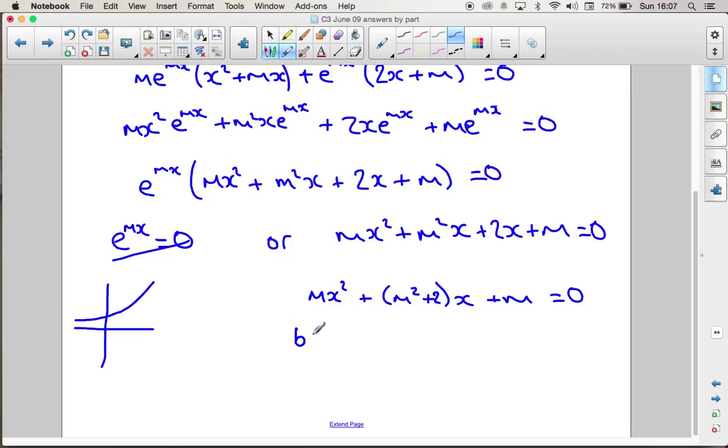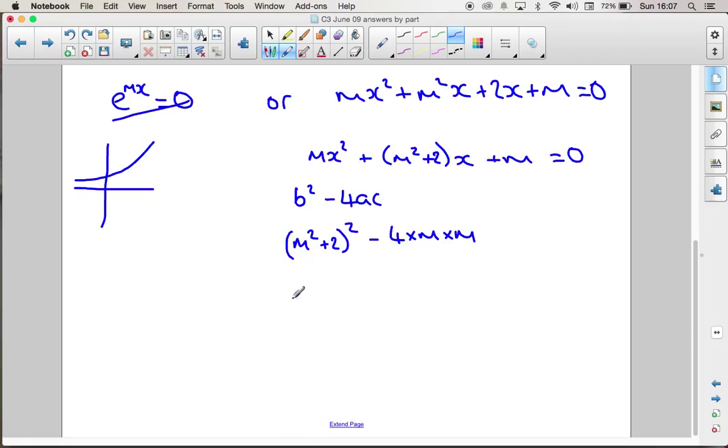So the discriminant is b squared minus 4ac. And if that will always be positive, then we'll have 2 stationary points for any value of m. So b squared minus 4ac is going to be m squared plus 2 squared minus 4 times m times m. If I expand this, I'll get m to the power of 4 plus 4m squared plus 4. Take away 4m squared. As you can see there, that's going to be 4m squared. The 2 4m squared terms cancel, and I'm left with m to the power of 4 plus 4.